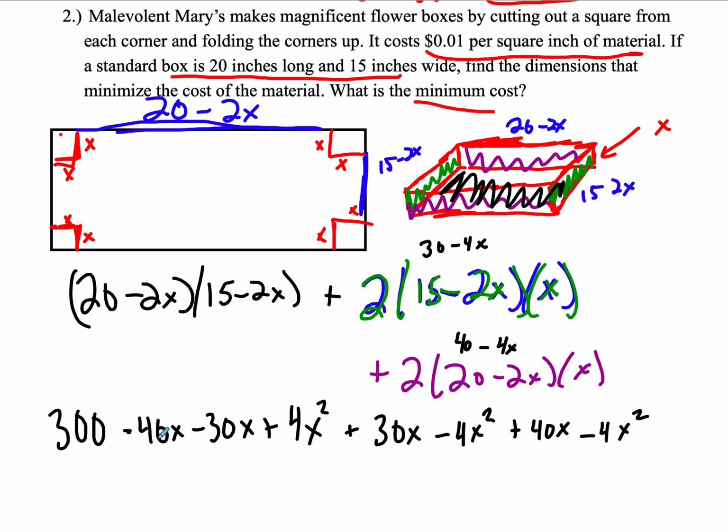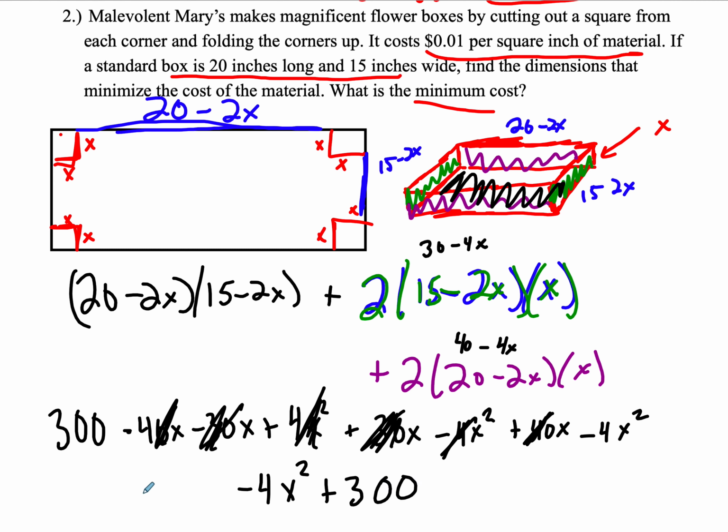So now it's time to combine like terms. If I combine the x's, you can see the 40 and the 40 will cancel, and the 30 and the 30 will interestingly also cancel, so that will go away. The 4x squared will cancel, so I've got essentially negative 4x squared plus 300 is my function.